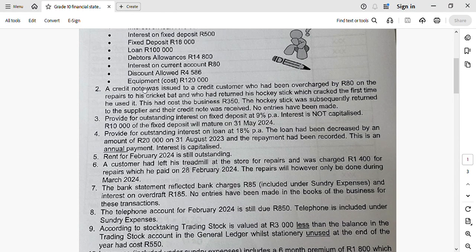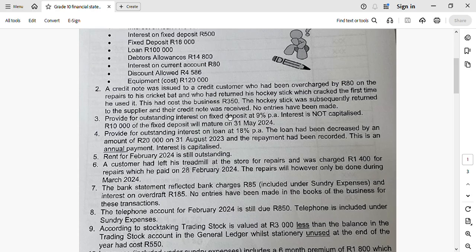Okay, the first adjustment. A credit note was issued to a credit customer who had been overcharged by 80 Rand on repairs to his cricket bat and who had returned a hockey stick which cracked the first time he used it. This cost the business 350 Rand. The hockey stick was subsequently returned and their credit note was received and no interest had been made. So we need to record a lot of things here.